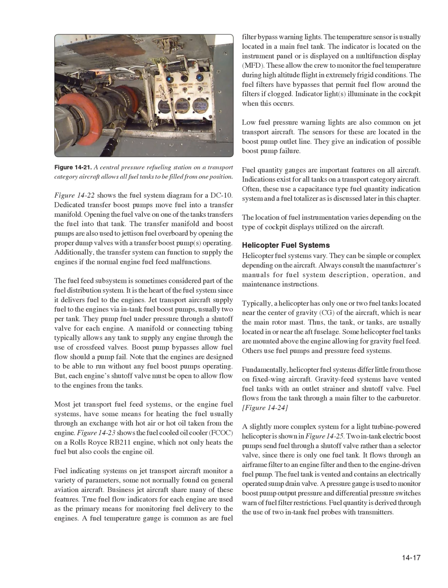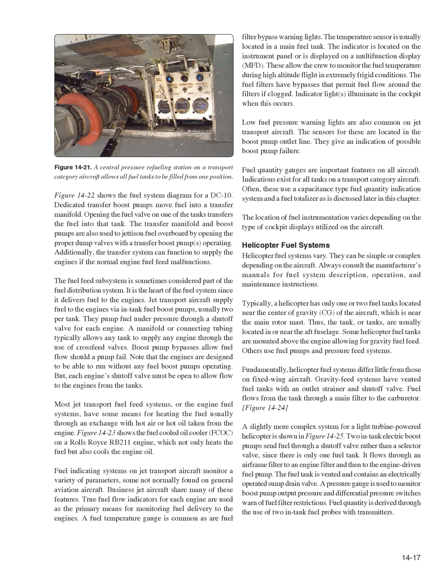True fuel flow indicators for each engine are used as the primary means for monitoring fuel delivery to the engines. A fuel temperature gauge is common, as are fuel filter bypass warning lights. The temperature sensor is usually located in a main fuel tank. The indicator is located on the instrument panel or is displayed on a multifunction display, MFD. These allow the crew to monitor the fuel temperature during high-altitude flight in extremely frigid conditions. The fuel filters have bypasses that permit fuel flow around the filters if clogged. Indicator lights illuminate in the cockpit when this occurs.